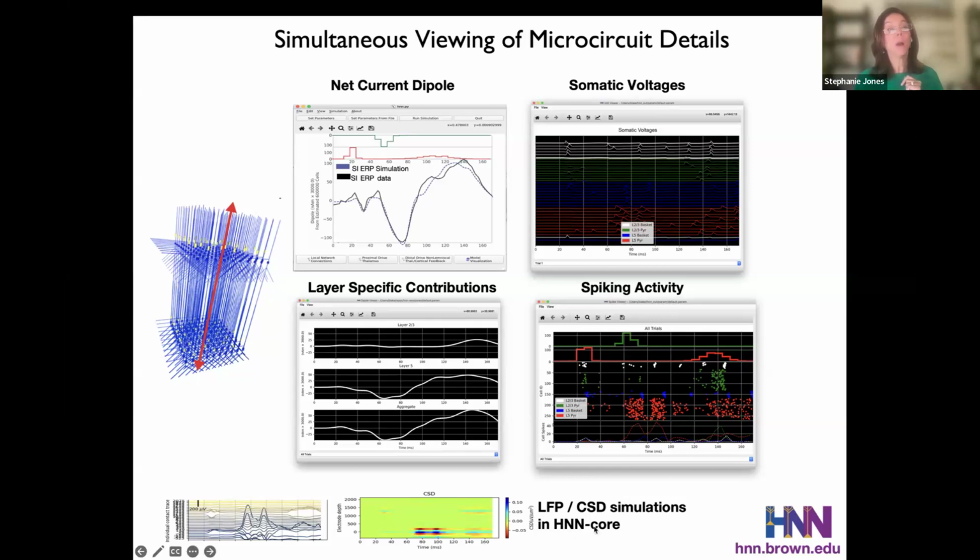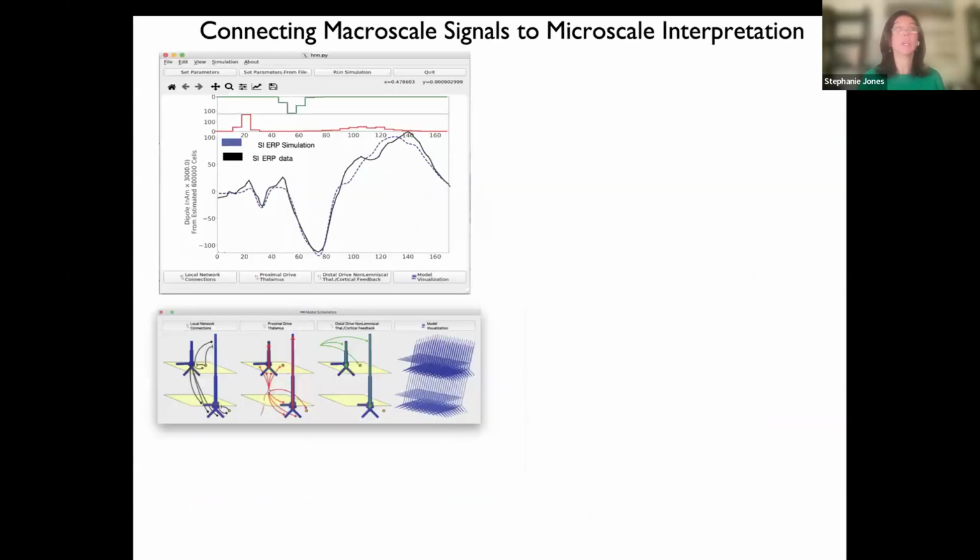In HNN Core, we also have the ability to simulate local field potentials across the cortical layers and the current source density. And again, all of this is really important in order to validate the predictions that are coming out of the model, and then to adjust the model if our predictions aren't supported by invasive recordings. This tool is supposed to be a tool that bridges between macro and micro, between human work and hopefully animal work and validation of our predictions.